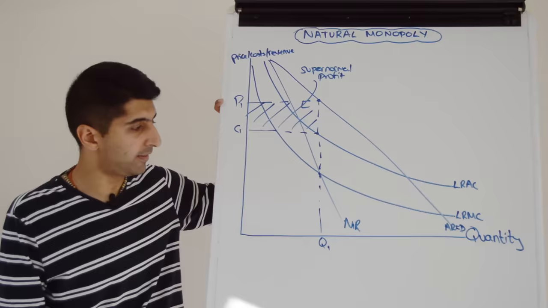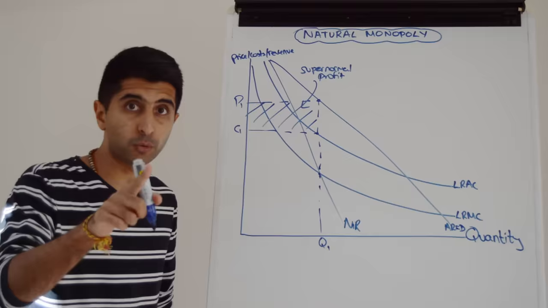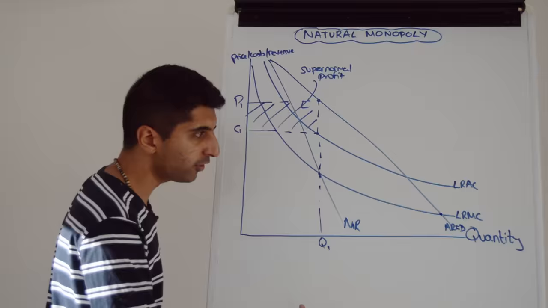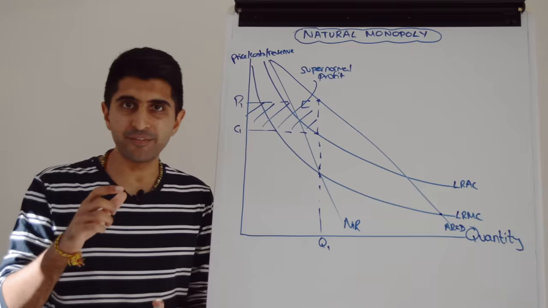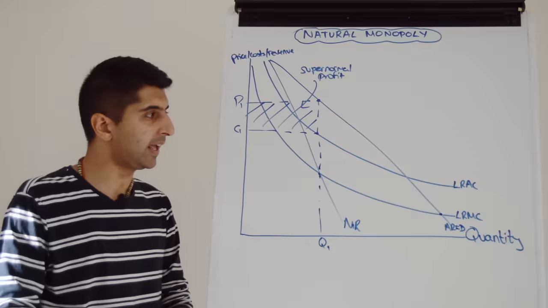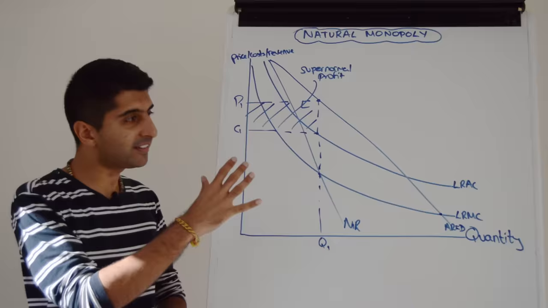How do we know that? Because compared to allocative efficiency, which is where price equals marginal cost, we can see that quantity is much lower and price is much higher than it would be if firms were operating at competitive outcomes. The difference now compared to normal monopoly is because of the markets we're talking about here, utility distribution, rail track, this is deemed not good enough by regulators.